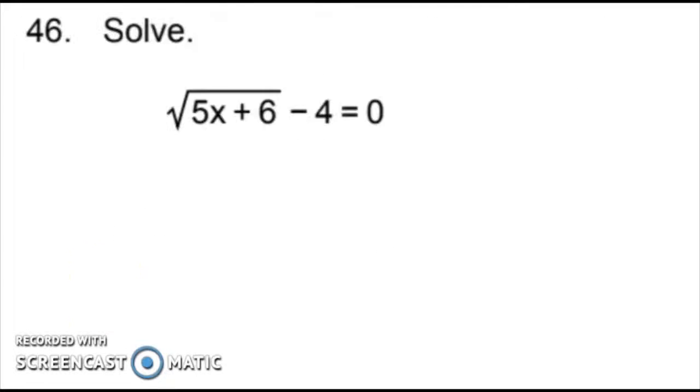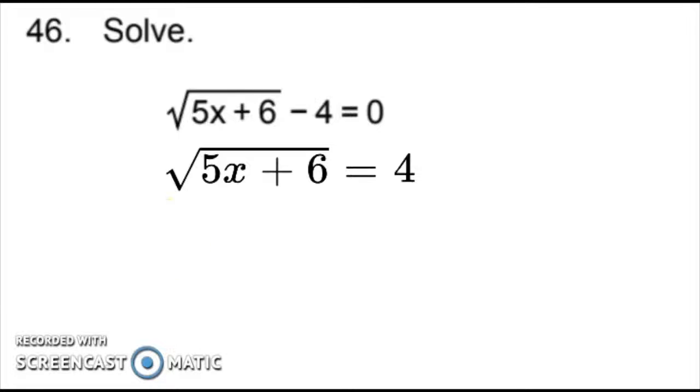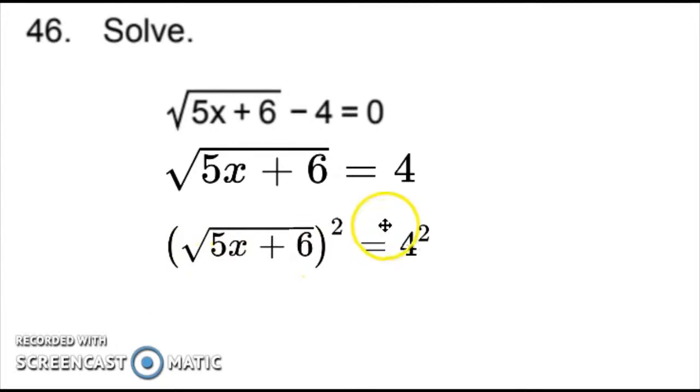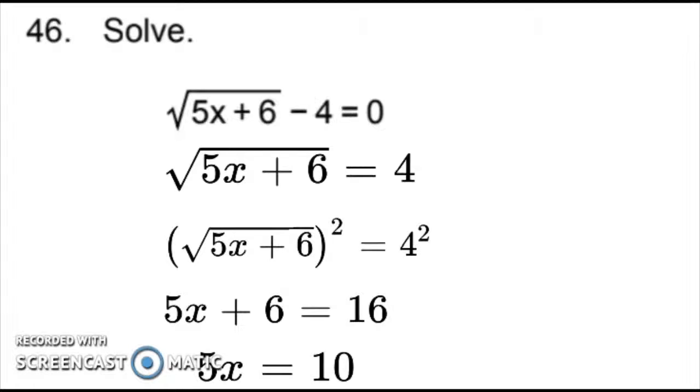for number 43. Number 46, to get x by itself, we need to first get this radical by itself. So to do that, we need to add 4 to both sides. So we have radical 5x plus 6 equals 4. Then to get rid of the square root, we square both sides. The square root of 5x plus 6 being squared just gives you 5x plus 6, and 4 squared is 16. So then we subtract 6 from both sides, we get 5x equals 10. Divide both sides by 5, and we get x equals 2. So the answer for number 46 is 2.